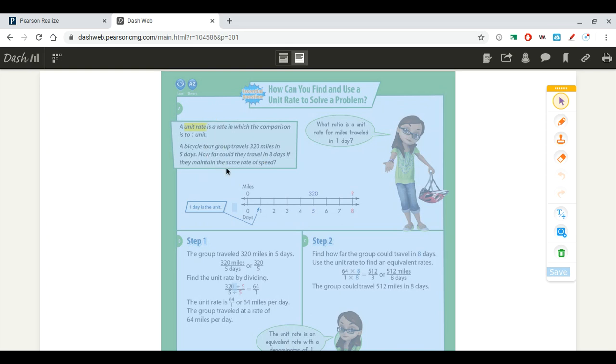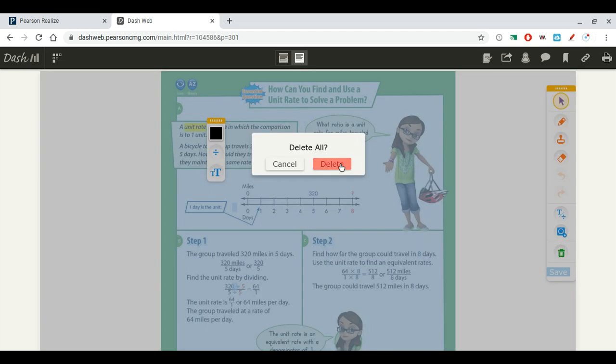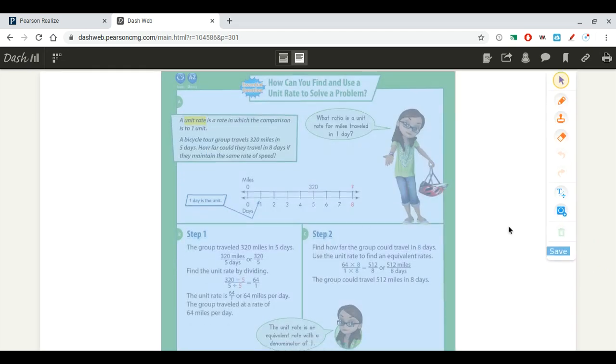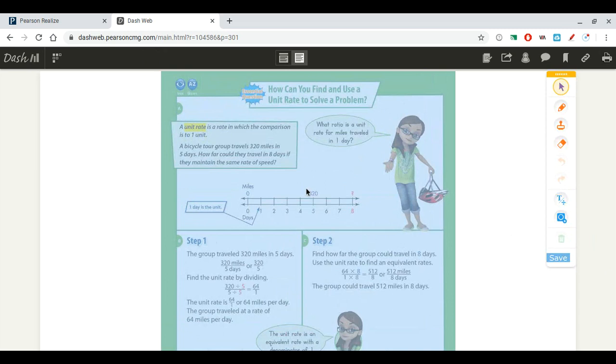Ooh, I don't want to do that. Never mind. Go away. How far they travel in 8 days. I don't know what I did here. We're going to be looking at how far they travel in one day.